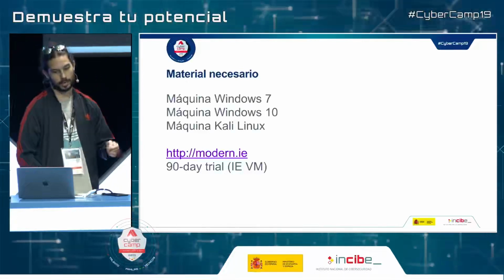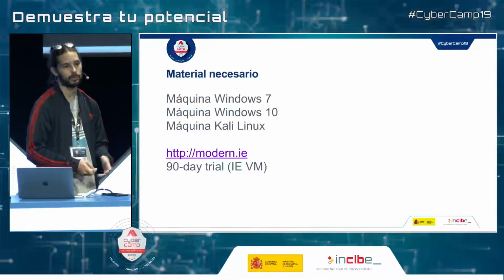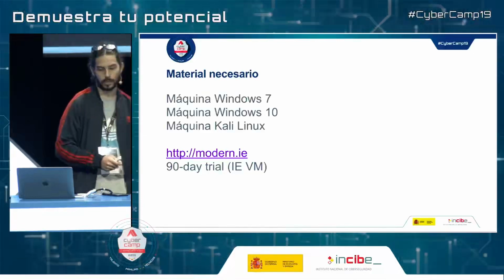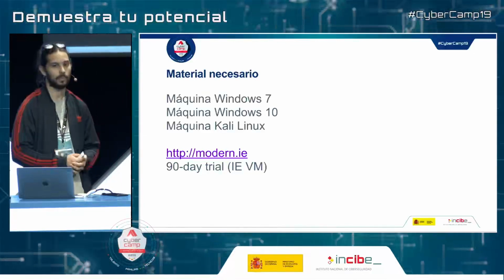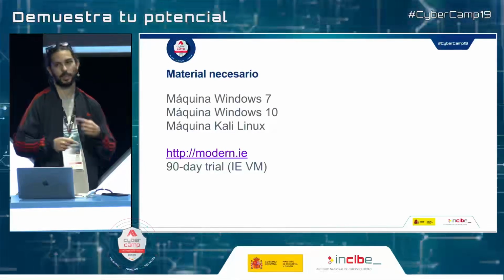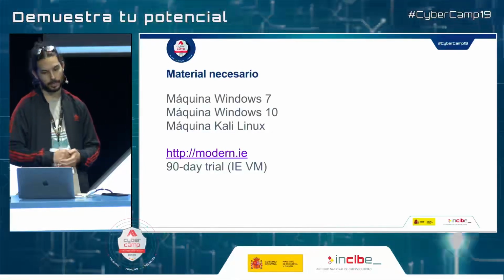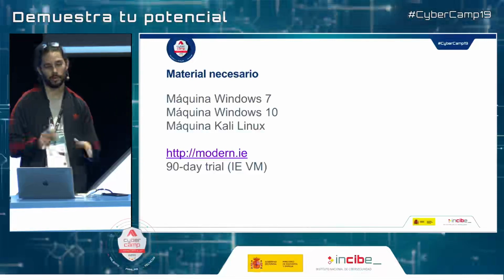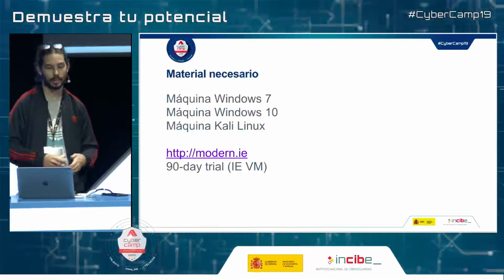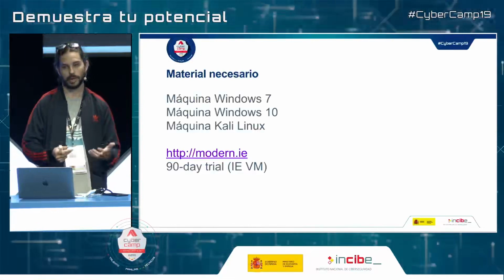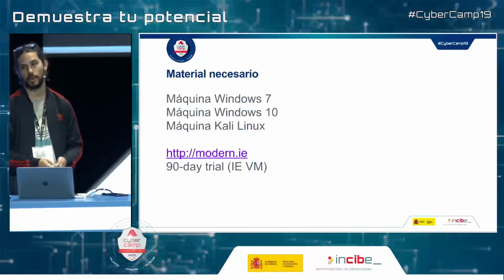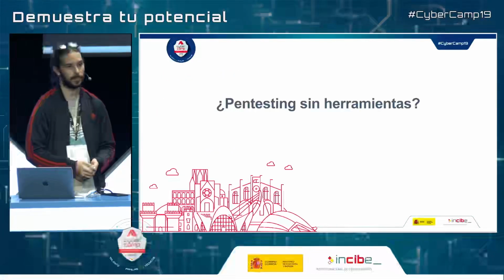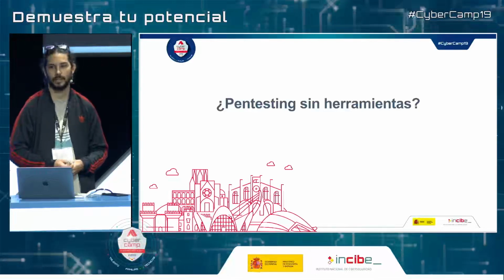In order to do this presentation and the later workshop, I'm going to use a Windows 7 computer, a Windows 10 computer, and a Kali Linux computer. Windows usually provides 90-day trials. These trials can be activated several times, and they are quite interesting in order to do some testing, especially for those people that do not usually use Windows. So if you want to try this workshop out and do what I'm going to do, you can use these 90-day trials of Windows.